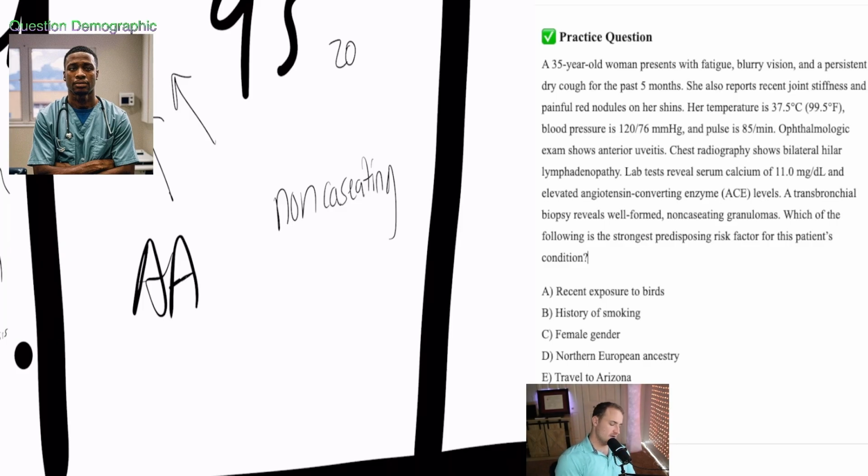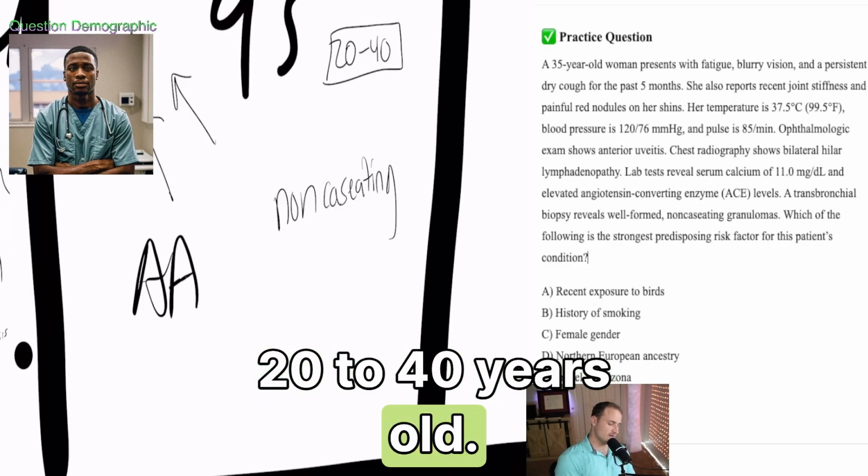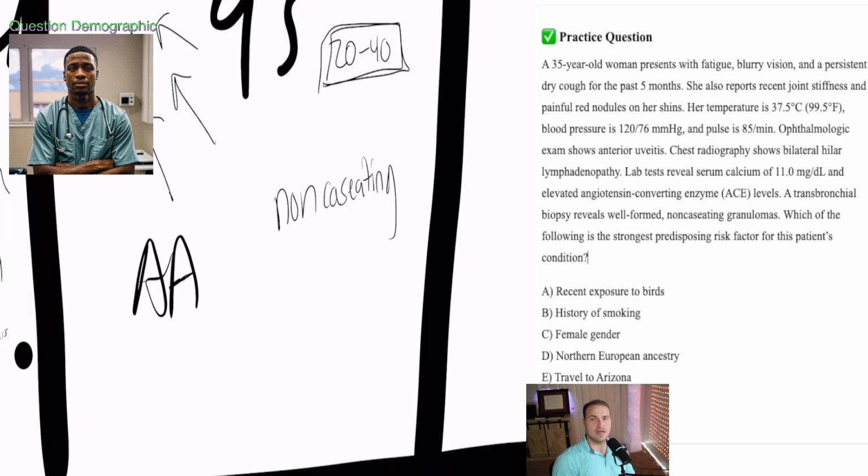You should also know outside of that it's like 20 to 40 years old. I've never seen a question where they're not. African-American, women, 20 to 40, bilateral hilar lymphadenopathy and non-caseating granulomas, just literally click sarcoidosis. It is right every single time. Anytime you see those patient characteristics, it's going to be sarcoidosis.